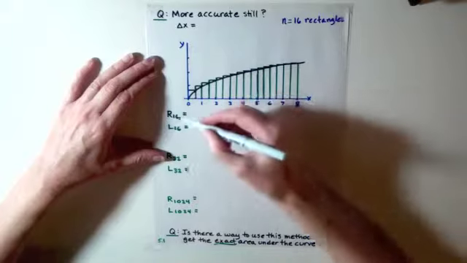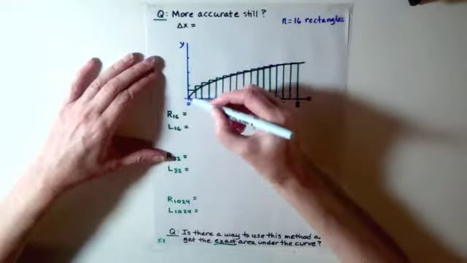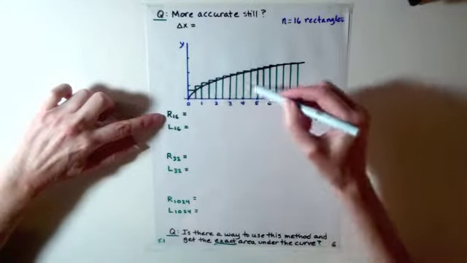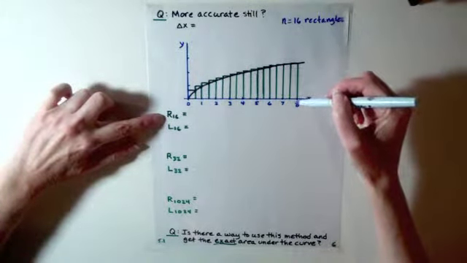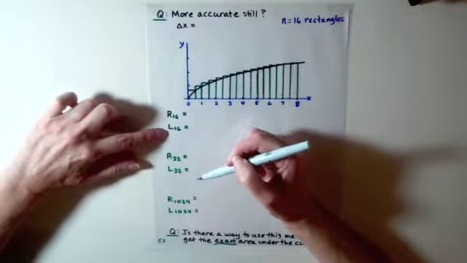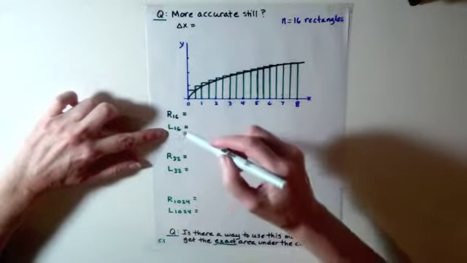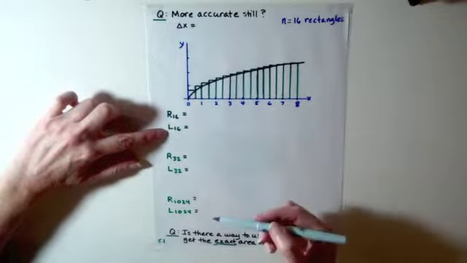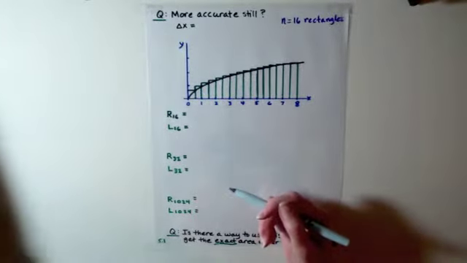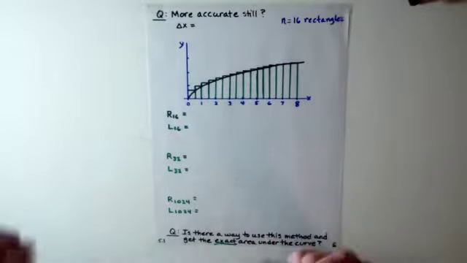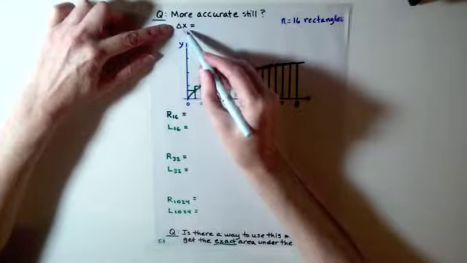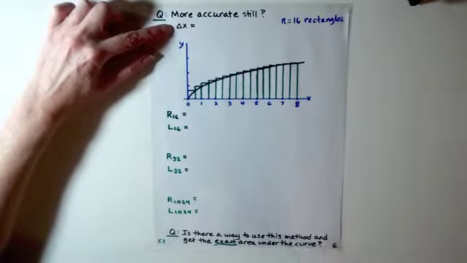Okay, so let's try figuring out R16 and L16. In other words, we'll figure out the sum of the rectangles that use the right-hand side of each strip in order to create the height of the rectangle, and then we'll do the sum of the rectangles where we use the left-hand side of each strip in order to figure out how high each rectangle is. And I won't go through these in as much detail as we did the others, but let's go ahead and at least see if we can figure out for n equals 16 what the width of each of these rectangles is going to be.